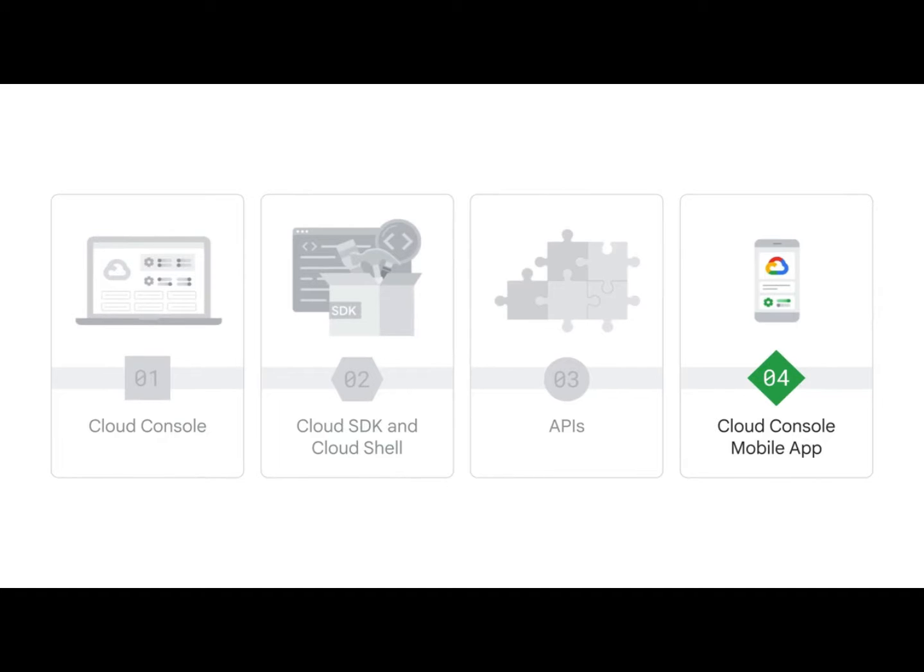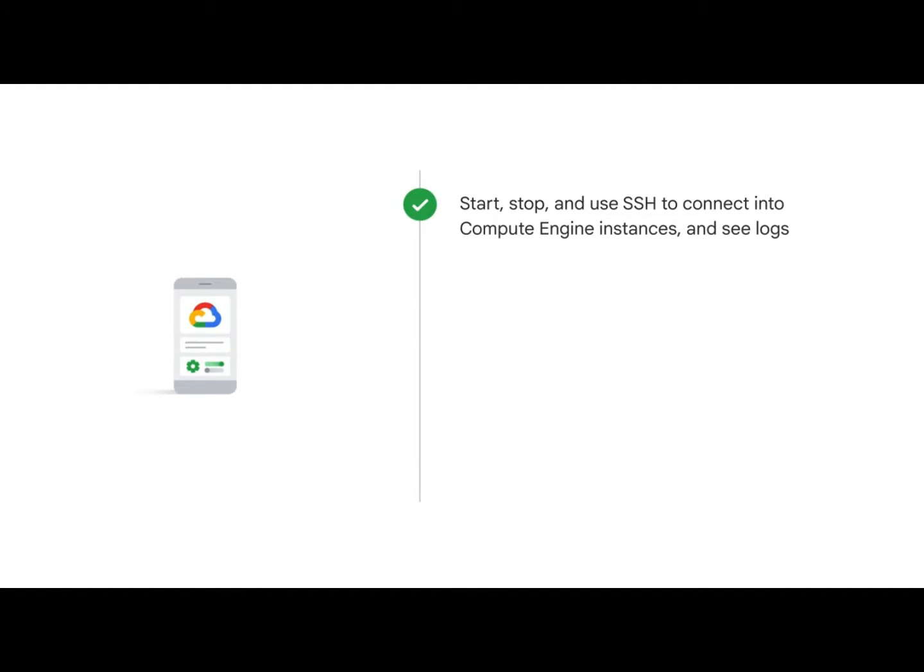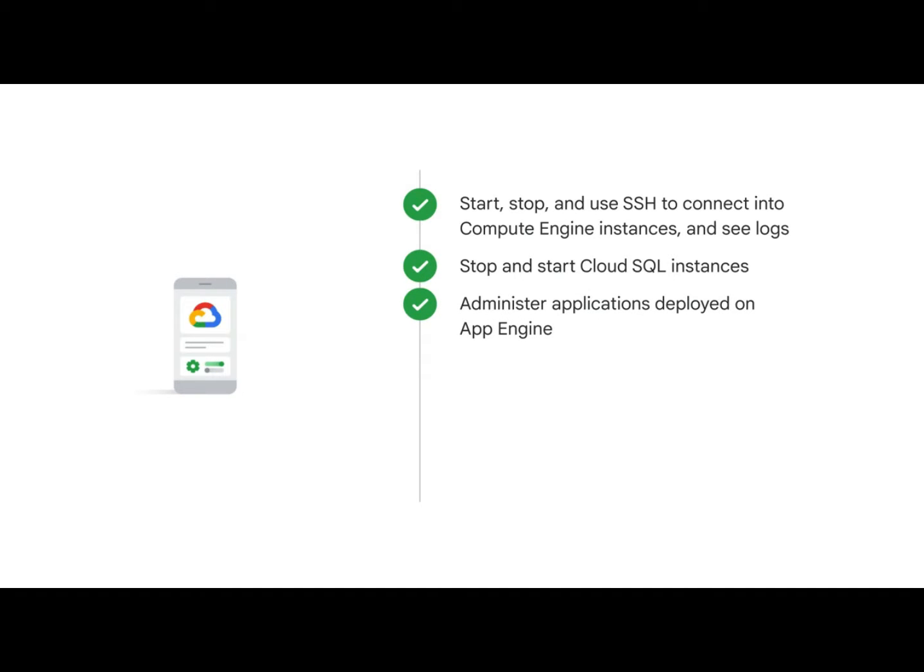And finally, the fourth way to access and interact with Google Cloud is with the Cloud Console mobile app, which can be used to start, stop, and use SSH to connect to Compute Engine instances and see logs from each instance. It also lets you stop and start Cloud SQL instances. Additionally, you can administer applications deployed on App Engine by viewing errors, rolling back deployments, and changing traffic splitting.